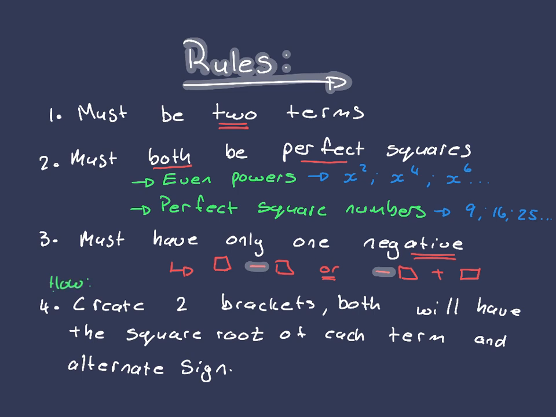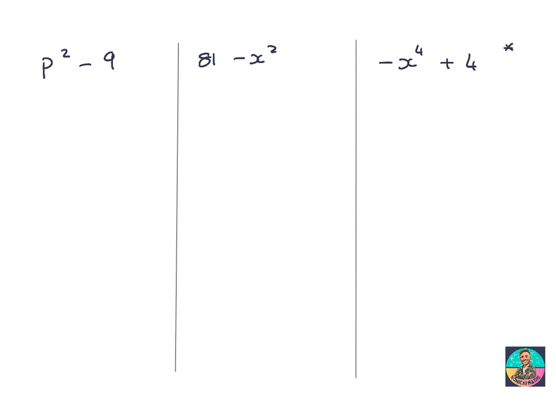And how we set this up is we create two brackets. Both will have the square root of each term, and then we'll alternate the signs. So let's have a look at some examples.